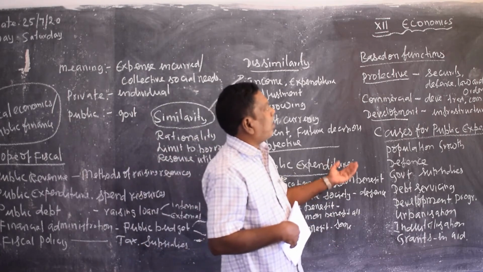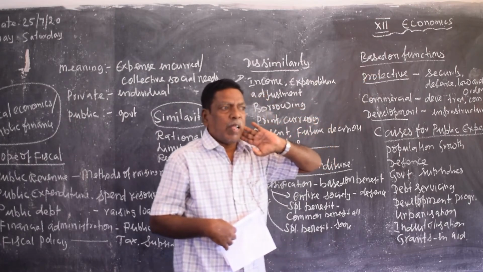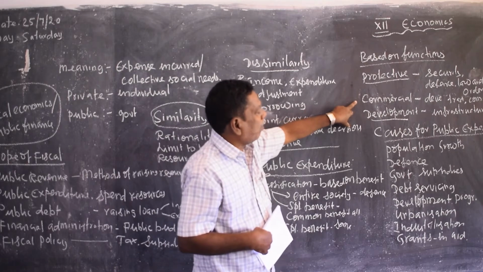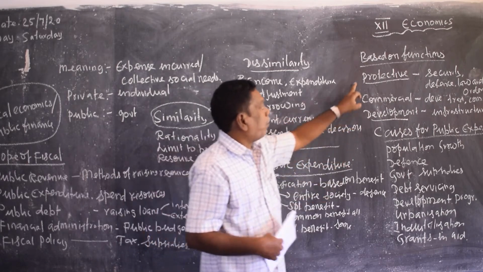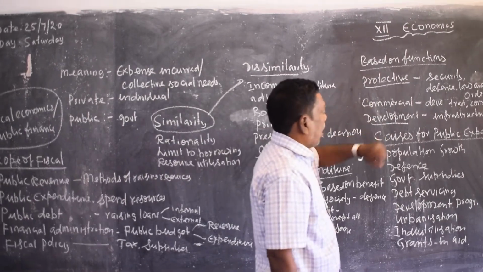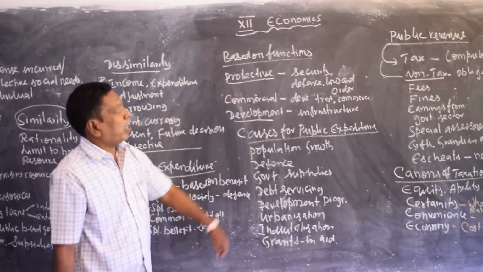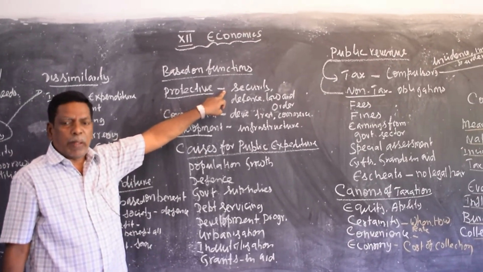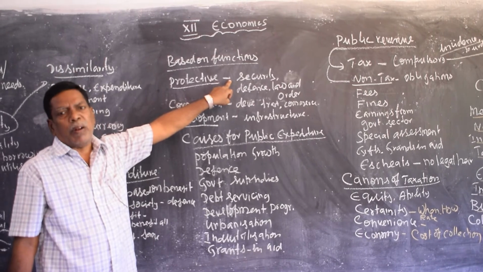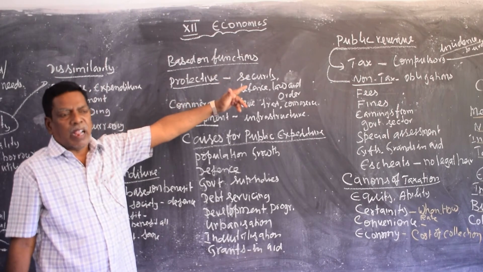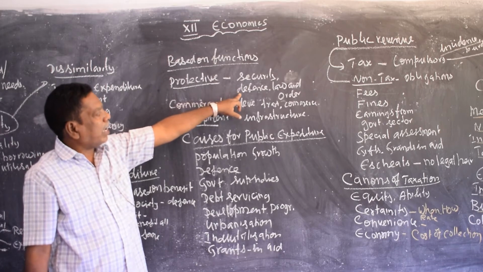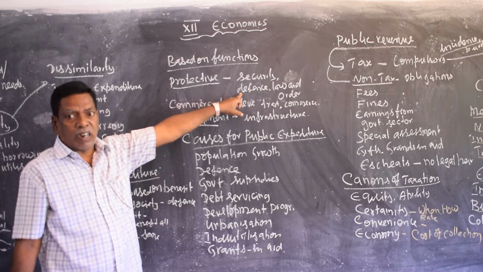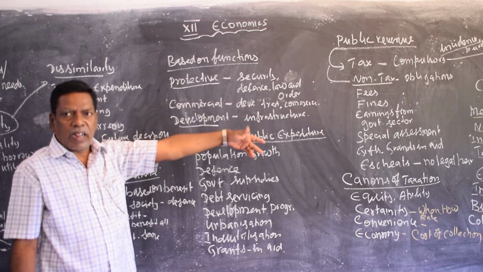Now coming to the next level, it is based on function. Protective function, commercial function, development function. What is the protective function? The government or the public authority is providing security and safety to the people. For security and safety, they are spending a heavy amount of money, and very particularly the examples are defense and law and order. Defense is for the nation as a whole, and law and order is local, internal.